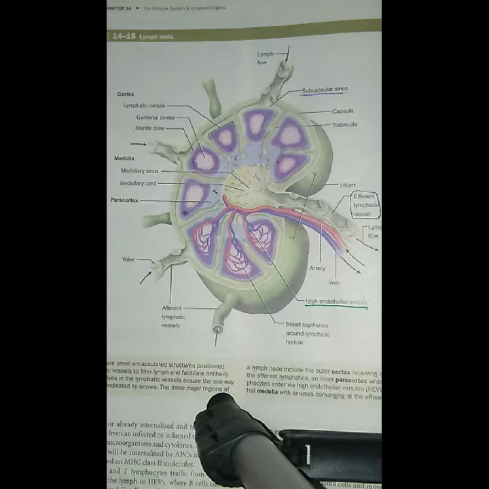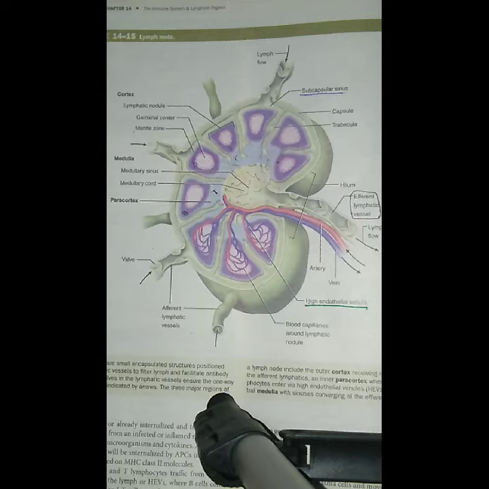Medullary lymphoid tissue is arranged chiefly in the form of irregular anastomosing cords, which are called medullary cords. As you can see here, this is the medullary cord, and the space between the medullary cords is known as the medullary sinus. The cords of the medulla consist of B lymphocytes and plasma cells in a network of reticular fibers and reticular cells.